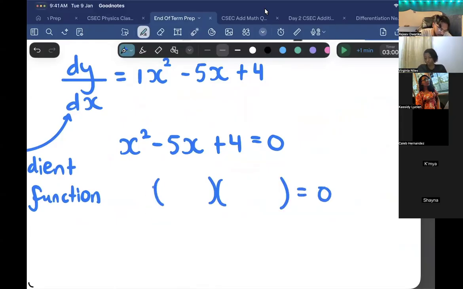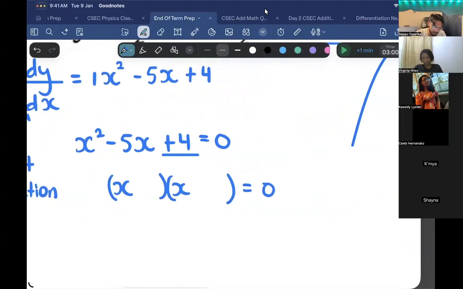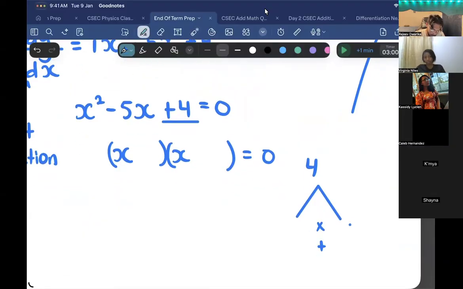So we have x squared. So to get back x squared, I could say x by x. Then I'm going to look at the last number. The last number is 4. Cassidy, is there any way I could multiply to get 4? And I'll have to add to get minus 5, right? Correct. Minus 1 times minus 4. Good. So minus 1, minus 4.